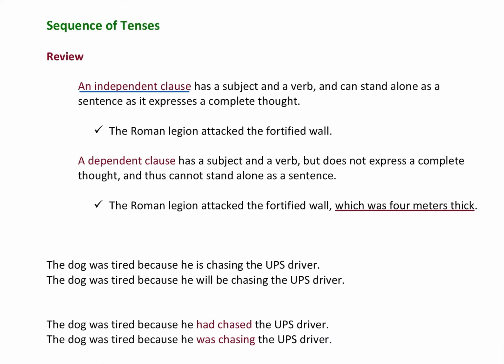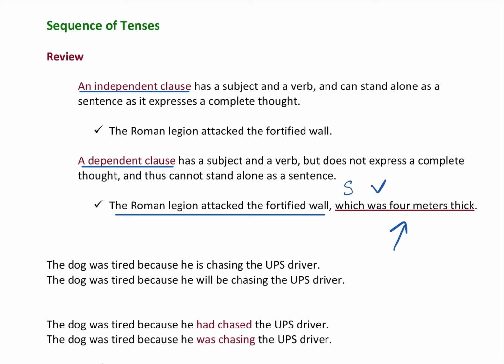A dependent clause has a subject and a verb, just like an independent clause, but it does not make sense on its own. It does not express a complete thought, and it can't be a sentence. So here, the Roman legion attacked the fortified wall. By itself, it's a complete sentence, but I'm adding a dependent clause, which was 4 meters thick. It has a subject, which, a relative pronoun, right? It has a verb, was, but if I just said, which was 4 meters thick, you're going, what was? It doesn't make sense on its own. You know it's not a complete sentence. So that is called a dependent clause.